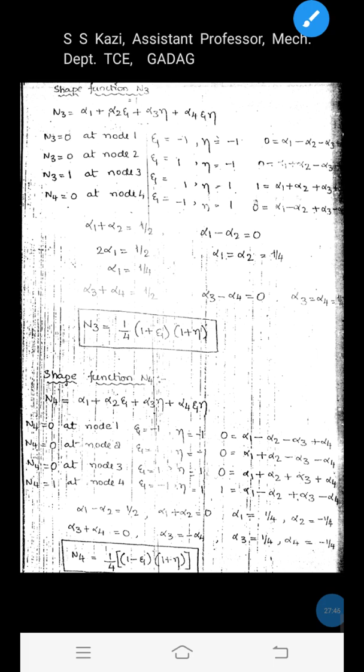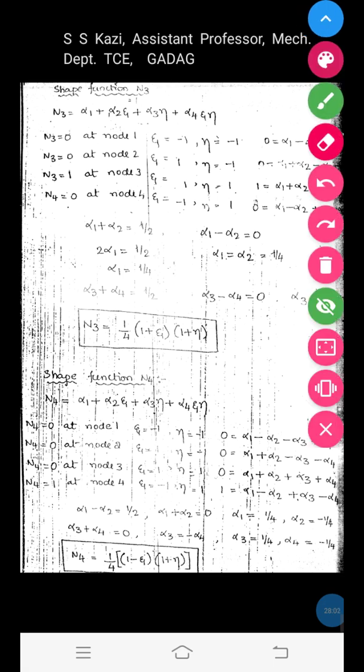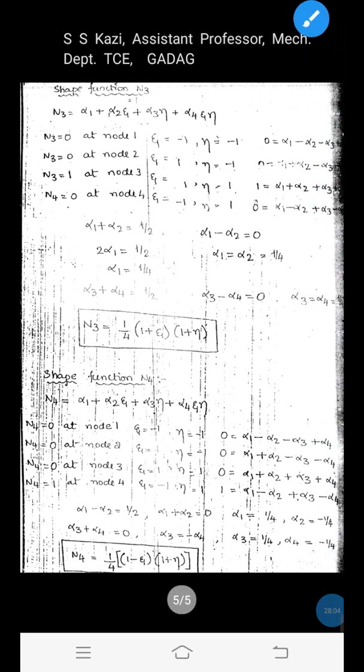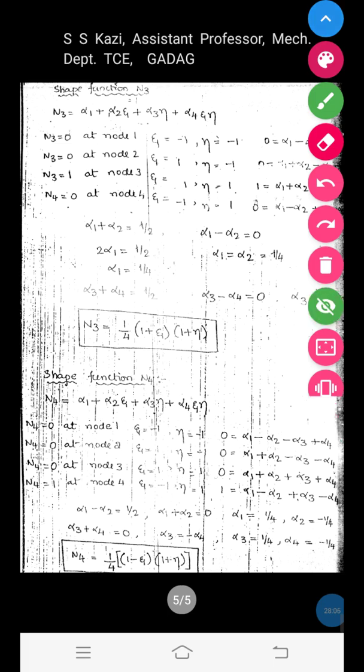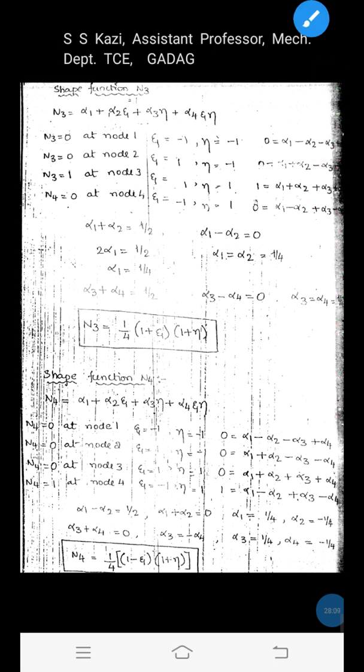These N1, N2, N3, N4, if you compare with the Lagrange form of shape function, the same shape functions we got. Among these two, you prefer the Lagrange method of shape function. That will be very convenient and it will be easier. I hope you have understood, my dear students, how to derive the shape functions for the 4 node quadrilateral element N1, N2, N3 and N4.